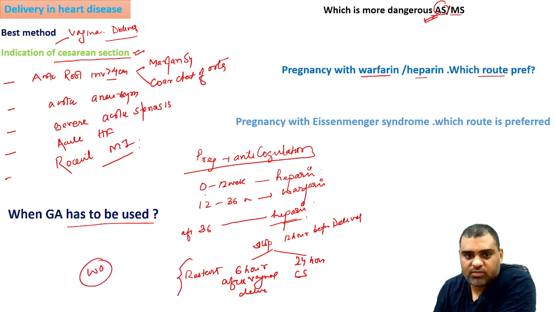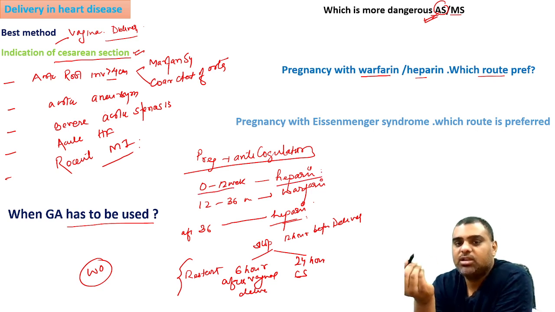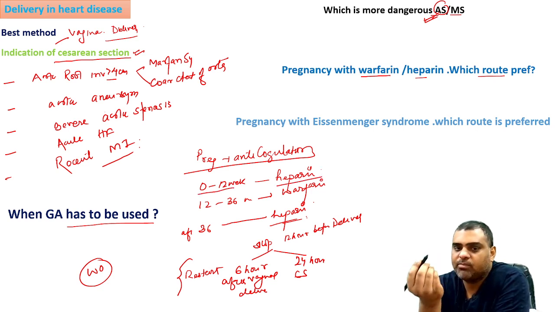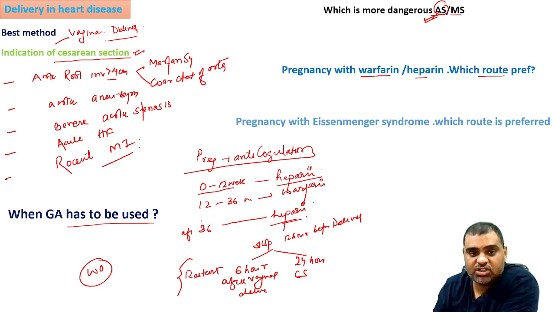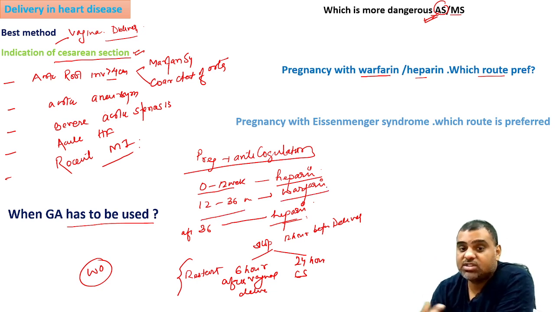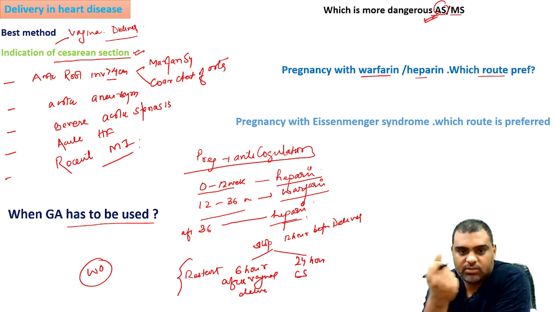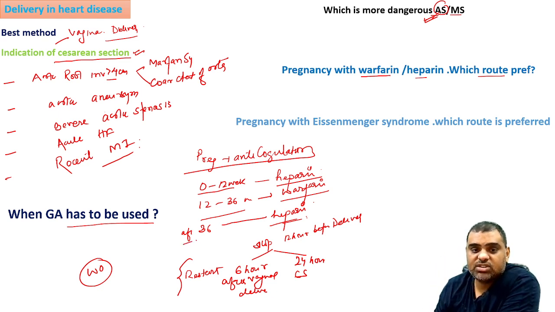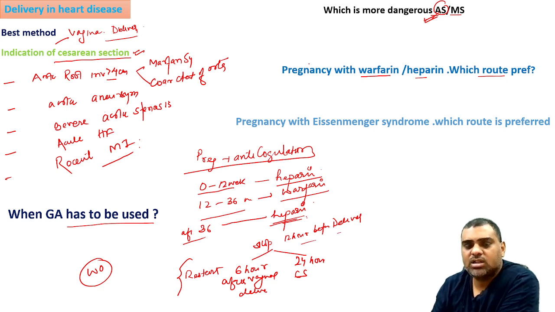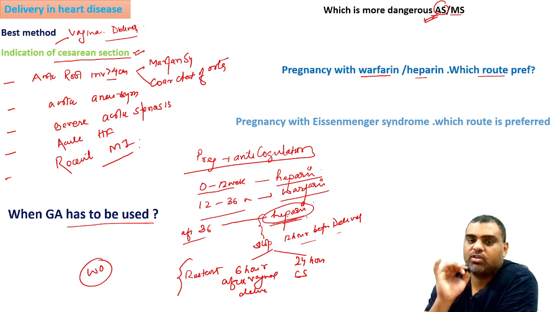So in the initial 0 to 12 weeks, you will use heparin. Why? Because organ formation is happening, and warfarin can destroy that organ formation. Then from 12 to 36 weeks, you will come back to warfarin, because warfarin is much better than heparin in cases of prophylaxis in a patient having a prosthetic valve. After 36 weeks, you will again come to heparin, stop 12 hours before delivery, and then restart.